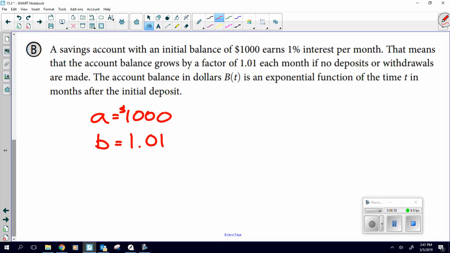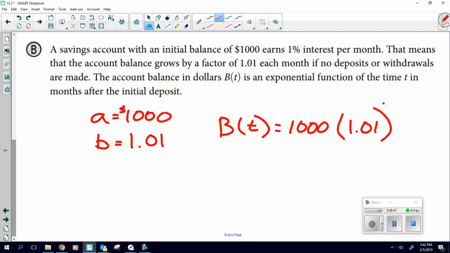Okay? So that's what it needs to look like. All right? And then our function, our balance after some number of months, is going to equal 1,000 times 1.01^t. They want us to use t, where t equals the number of months.